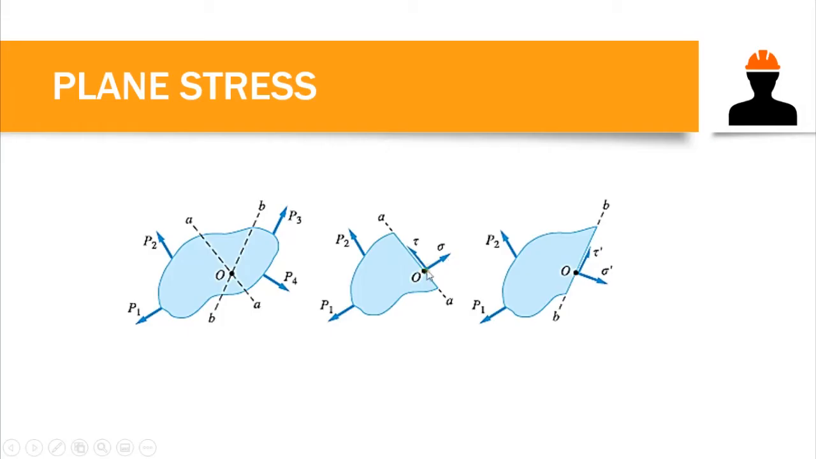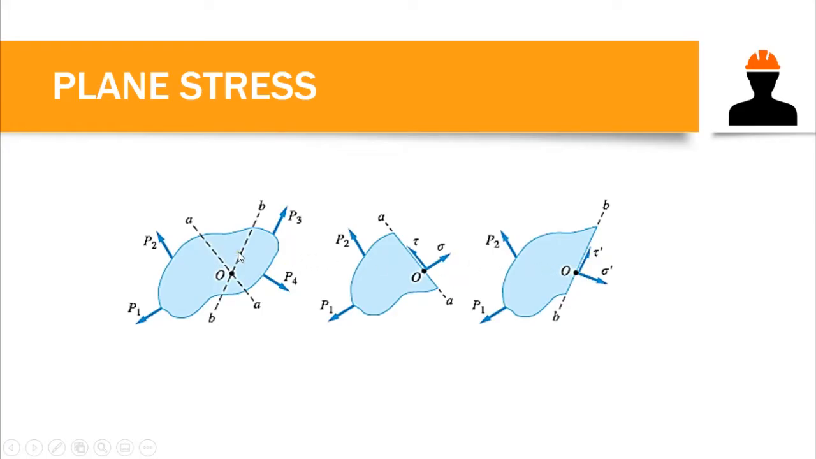So this is the normal and the shear stress experienced by our section at point O. Now what if we change our cut section, let's say at BB? At point O we would have different stresses, different shear and normal stress, though they are at the same point O. This is because we have a rotation in our stress element.